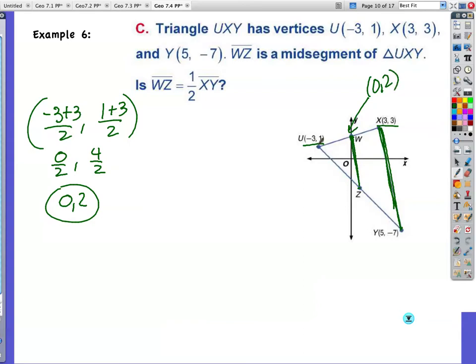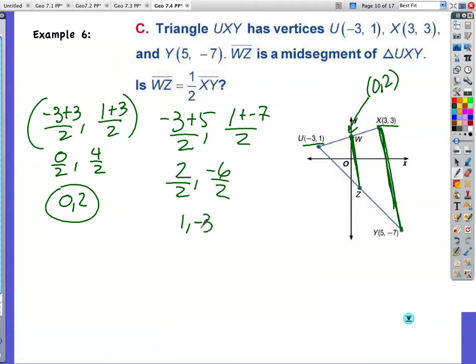Now I'm going to do it again with negative 3, 1 and 5, negative 7. So negative 3 plus 5 divided by 2, and 1 plus negative 7 divided by 2. Reduce. I have 2 over 2 and I have negative 6 over 2. Now I have 1, negative 3. That is the coordinate of this point. Point Z is at 1, negative 3.